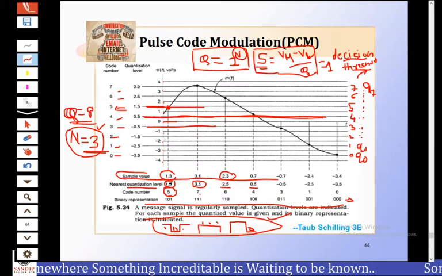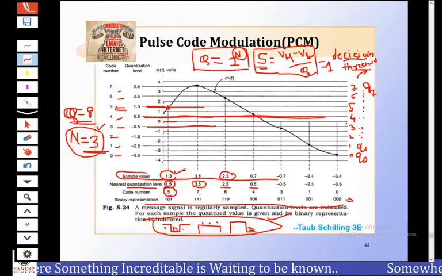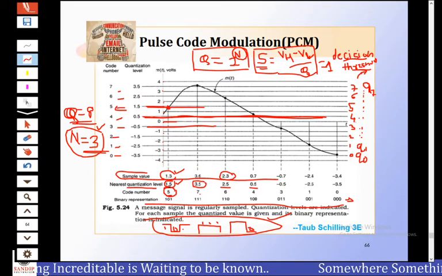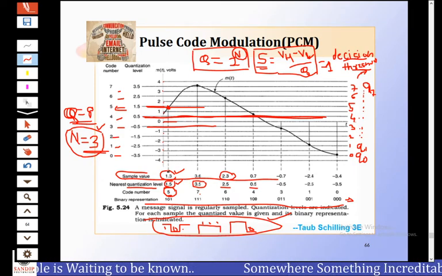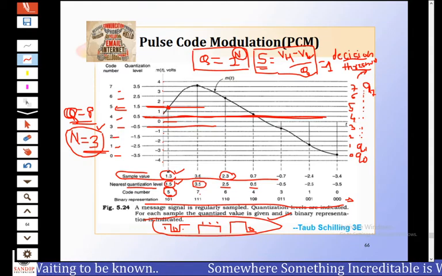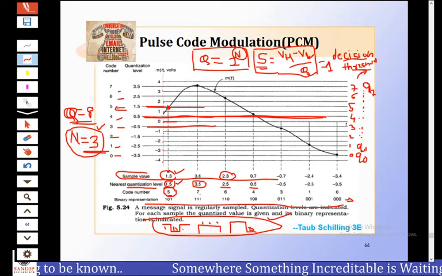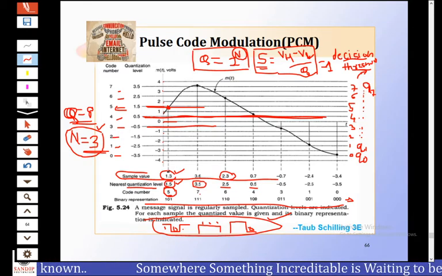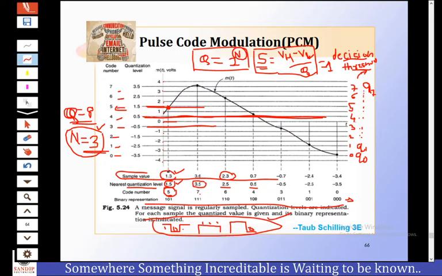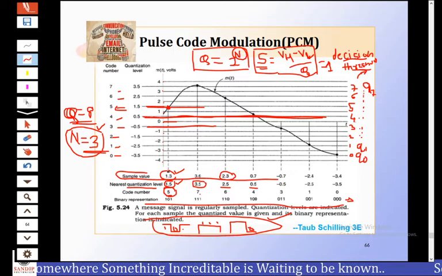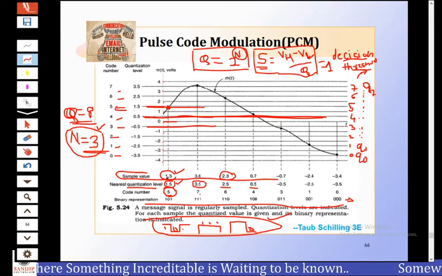So remember that the difference between the actual value and the nearest quantizer value is known as quantization error. We need to keep the quantization error as minimum as possible, and this can be done by increasing the number of quantization levels. Okay, so this is another part here.